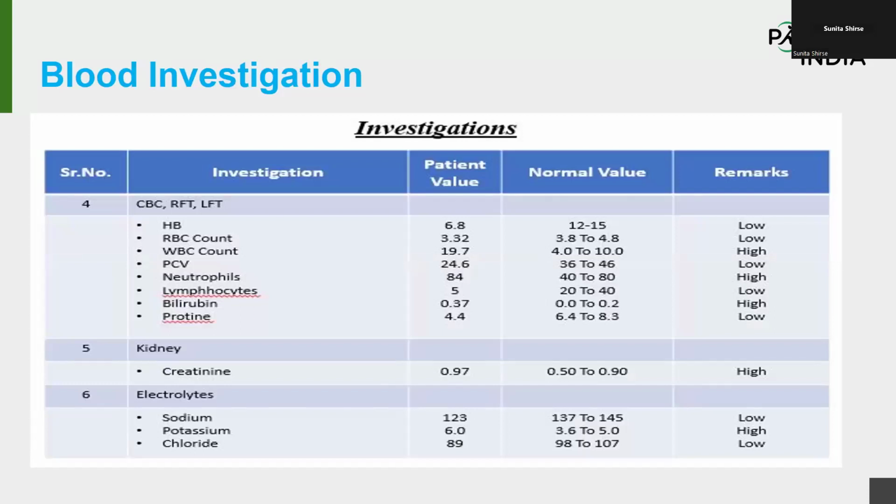Investigations: CBC, RFT, LFT. Hemoglobin 6.8, RBC 3.32, WBC 19.7, PCV 24.6, neutrophil 84, lymphocyte 5, bilirubin 0.37, protein 4.4, creatinine 0.97, and electrolytes: sodium 123, potassium 6, chloride 89.